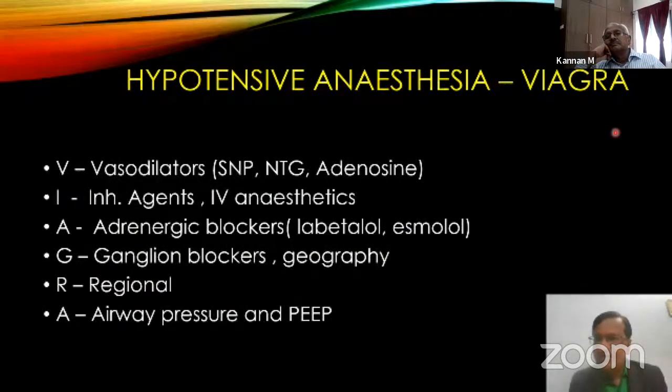Hypotensive anesthesia, Viagra. Everyone knows Viagra, I think. But many people don't know hypotensive anesthesia. Vasodilators, inhalational agents and IV anesthetics, adrenergic blockers, ganglion blockers. Positioning means position change. Regional anesthesia is likely to cause less blood loss. Airway pressure and PEEP. Once, one of the SRs was doing a big, major surgery here, and the SR put a size 7 tube for an adult male, because it was a difficult airway. And there was a lot of bleeding.